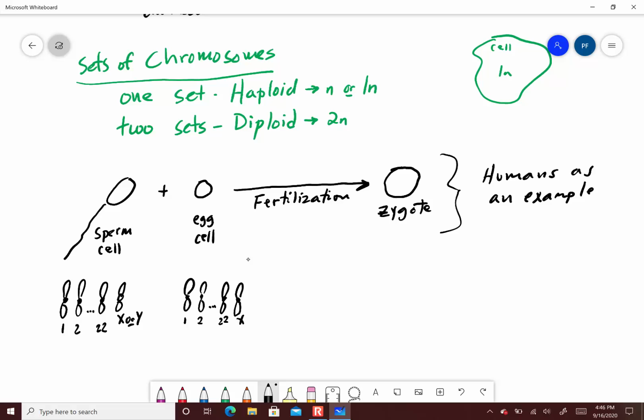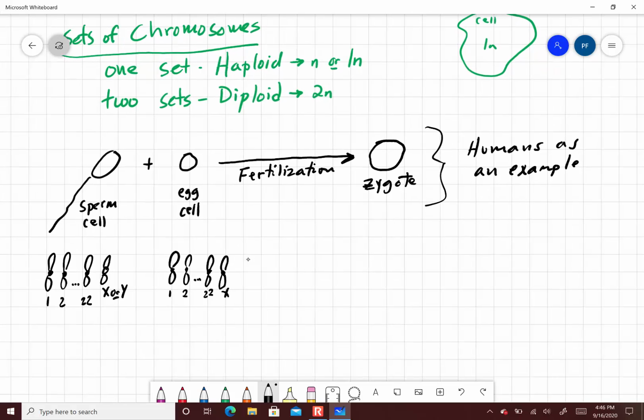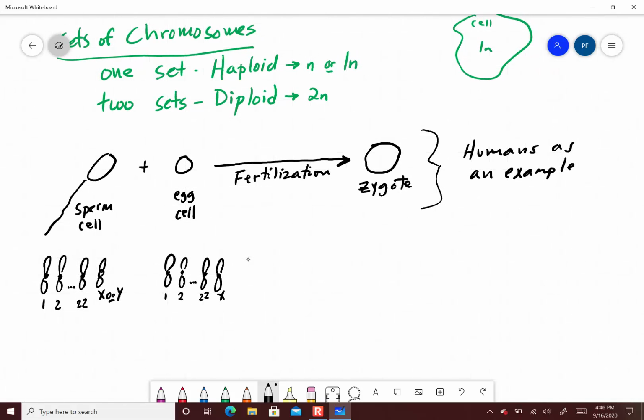So when we look at the sperm cell and the egg cell, do those cells have one set of chromosomes or two? And the way we can tell is just how many of each. Right? We started this by seeing like the sperm cell has one number 1 and one number 2 and one number 3 and one number 4. Same for the egg cell. So these cells have one set of chromosomes each. Those are haploid cells. Both of those cells are 1N.